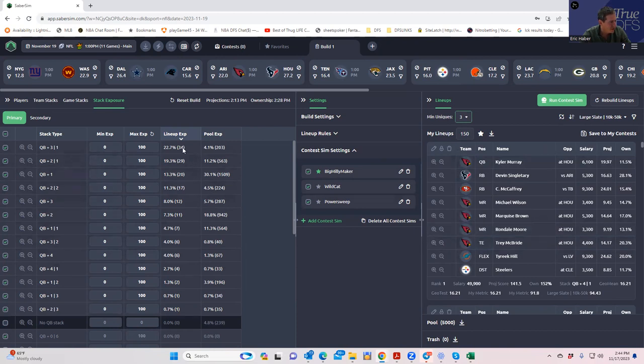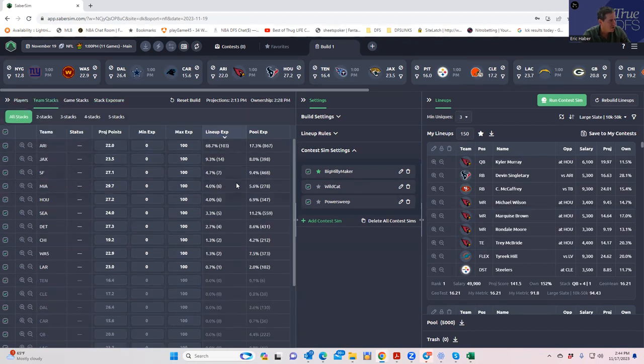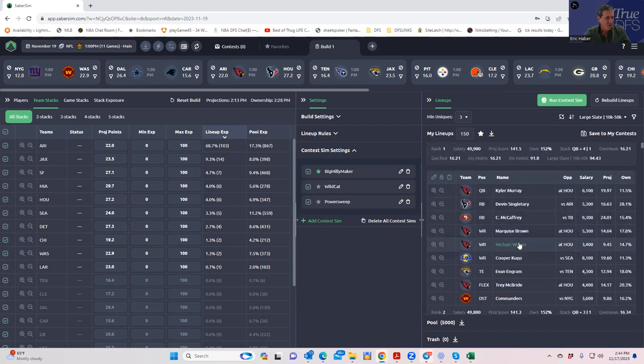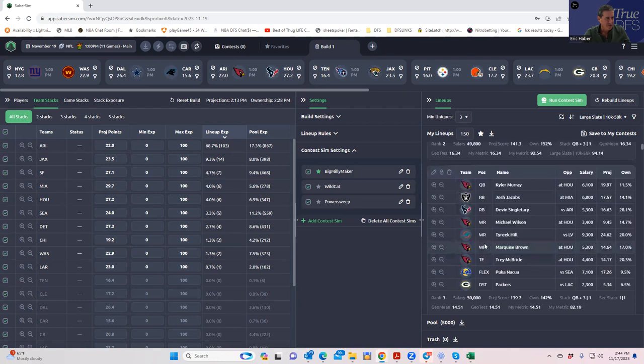And the first thing again you'll see is that the majority of your stacks are 3-1. And when you go into stacks, it's still going to be like 68% Arizona, but with the rest you get a little bit of a smoothing out. And you can already see why you're getting these 4-1s: these guys are all so cheap. Michael Wilson, Marquise Brown, Rondale Moore, Trey McBride, they're all really, really cheap and good matchups, so they're all going to look really, really good.